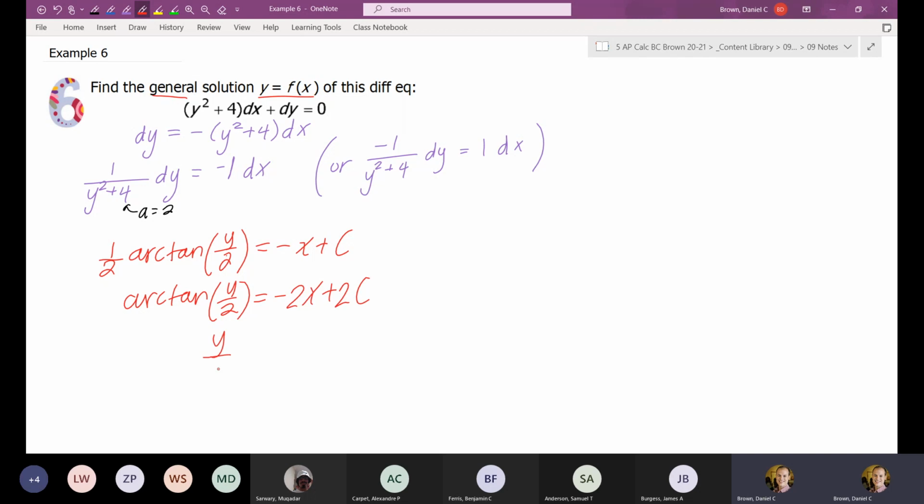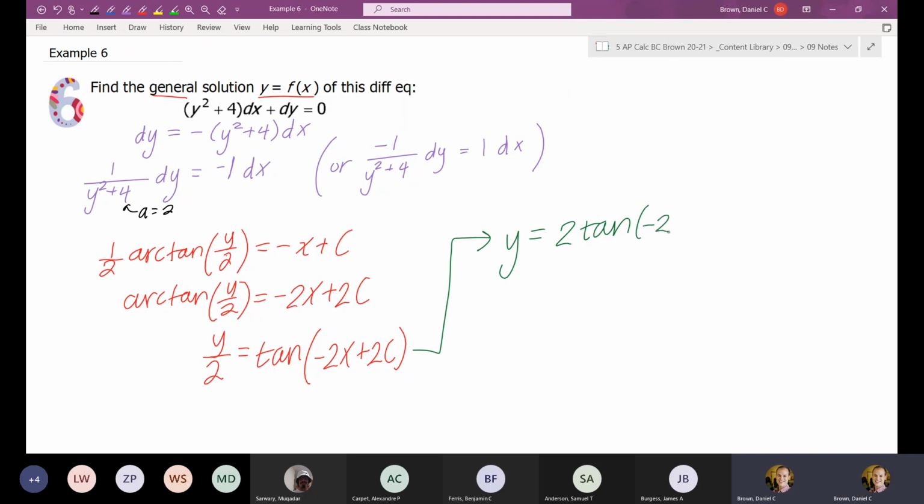So y over 2 is equal to the tangent of negative 2x plus 2c. And then solving for y, multiply both sides by 2. So I have y is equal to 2 times the tangent of negative 2x plus 2c. That is a correct and allowed answer.